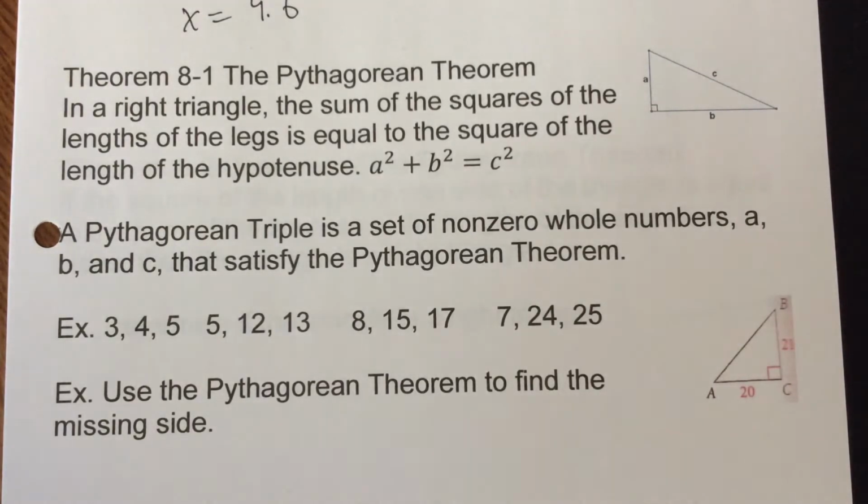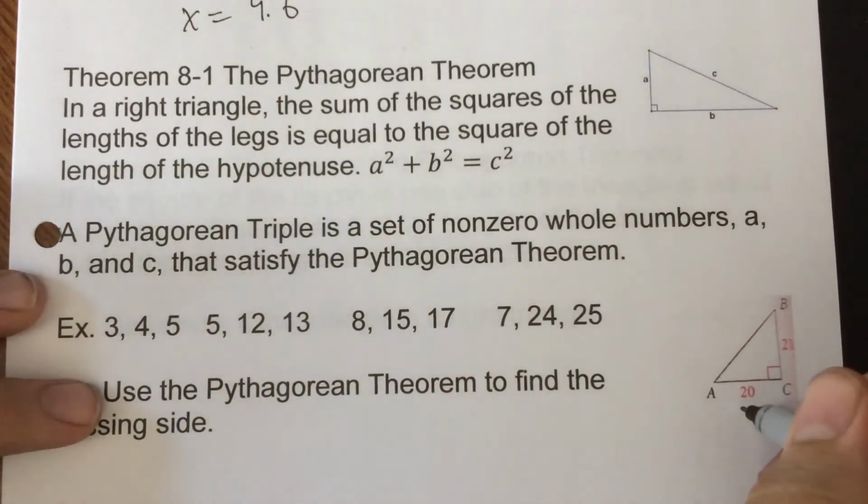So a Pythagorean triple then is a set of non-zero whole numbers, a, b, and c, that satisfy the Pythagorean theorem. So like 3, 4, 5. That's a Pythagorean triple. The two legs are 3, 4, and the hypotenuse is 5. 5, 12, 13, 8, 15, 17, 7, 24, 25. All those are going to be Pythagorean triples. Now, we're going to get into some of those a little bit more, but right now we're going to do one where we're going to find this missing side.